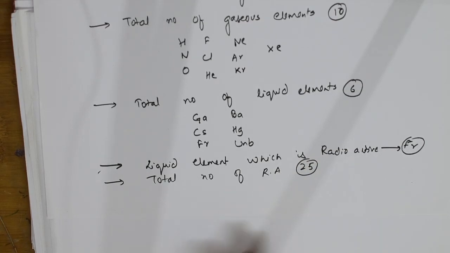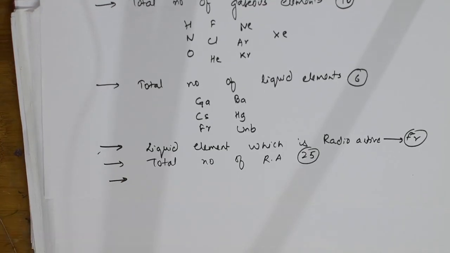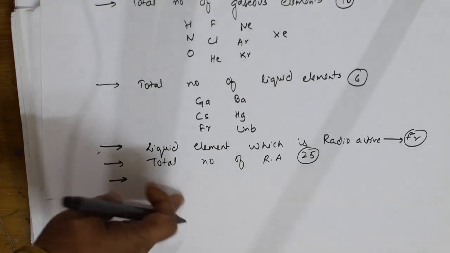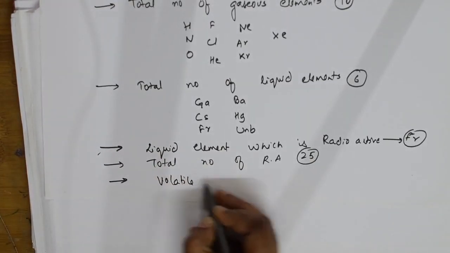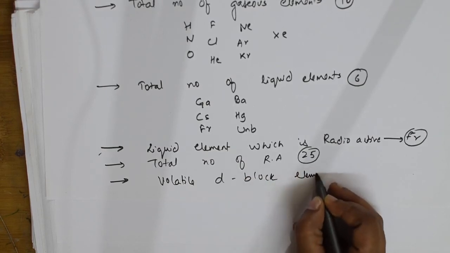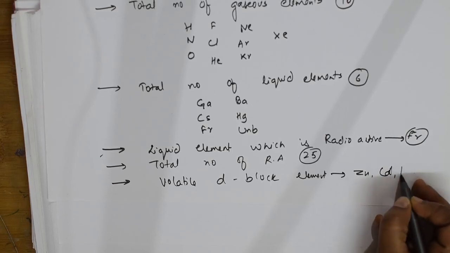Now, what is a volatile d-block element in this? We said there are liquids. So what is the volatile d-block element which we have? Let us write that. The volatile d-block elements which we have are zinc, cadmium and mercury.